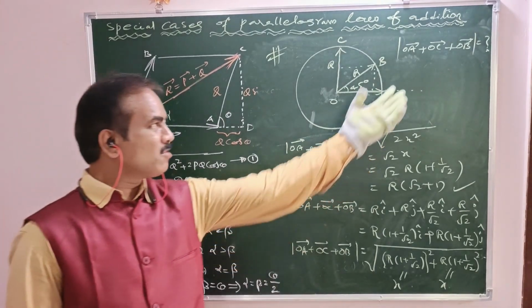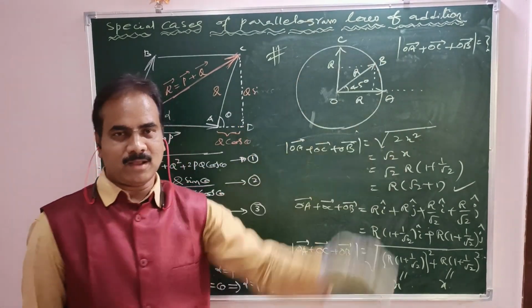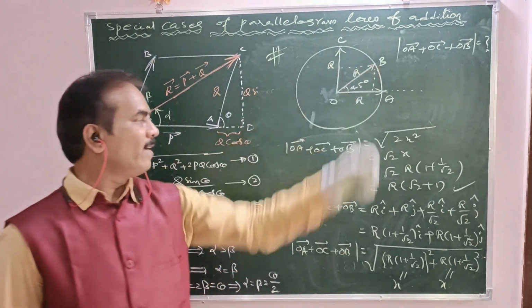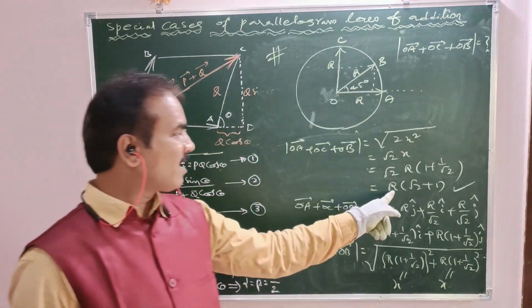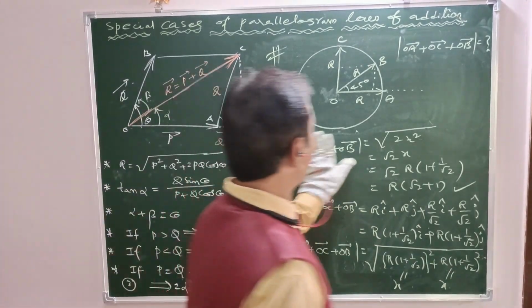This is the magnitude of the resultant of all these three vectors, that is OA bar plus OB bar plus OC bar. The magnitude of all the three vectors. What is the ultimate result? R of root 2 plus 1.